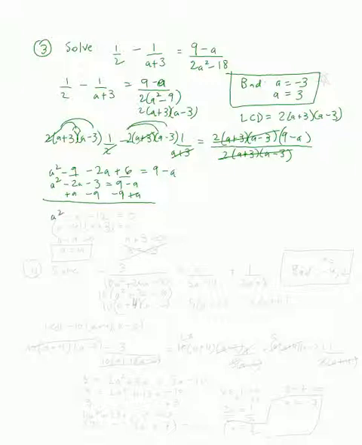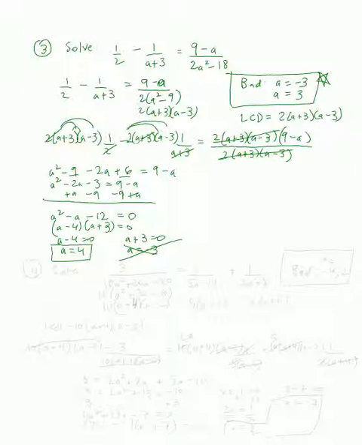I end up with a squared minus a minus 12 equals 0. So now I have to factor the left side. This becomes a minus 4 times a plus 3 equals 0. And set each factor equal to 0 and solve. I've got my two answers, but then I look up here and remember, wait a minute, I've got a equals negative 3 as a bad answer, so that's not allowed. So I throw out a equals negative 3, so my only answer is a equals 4.